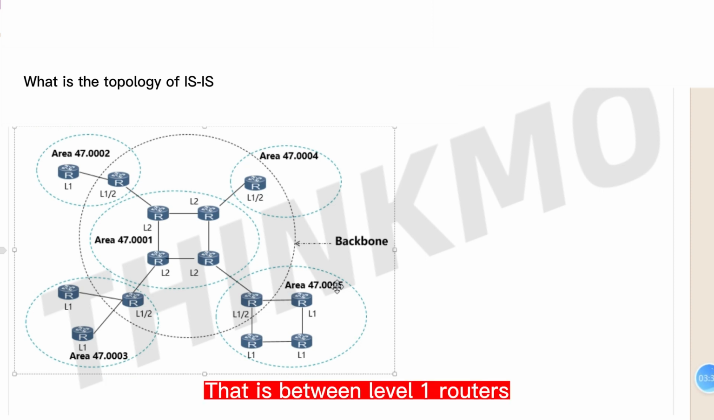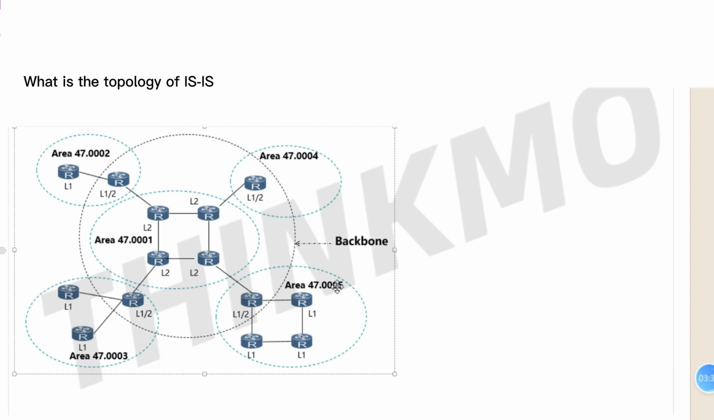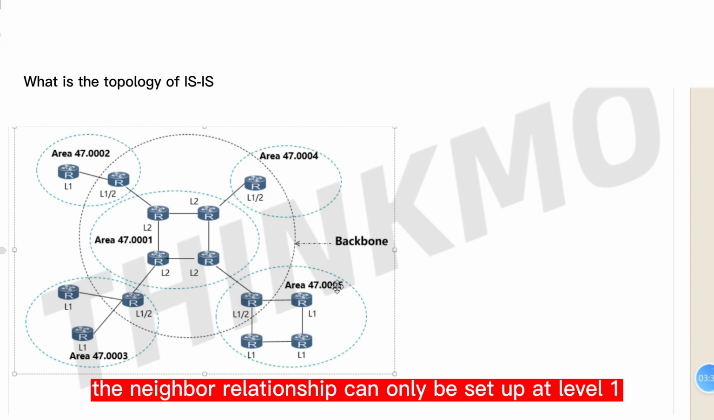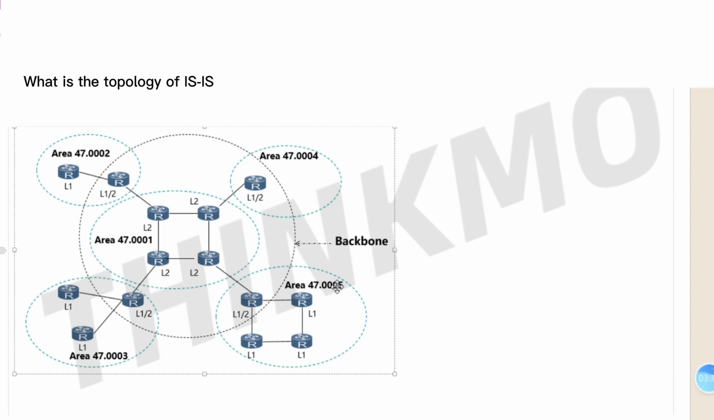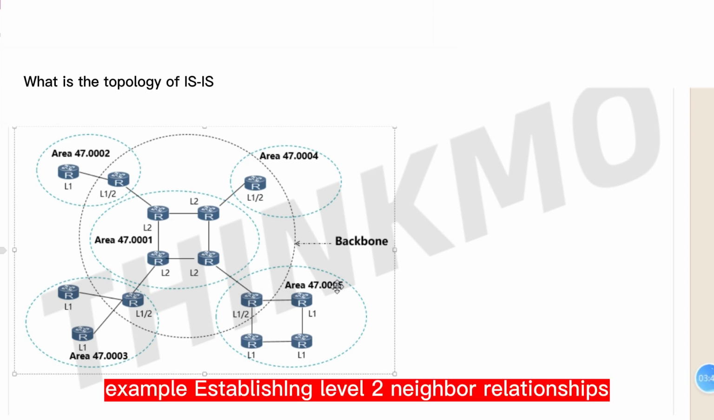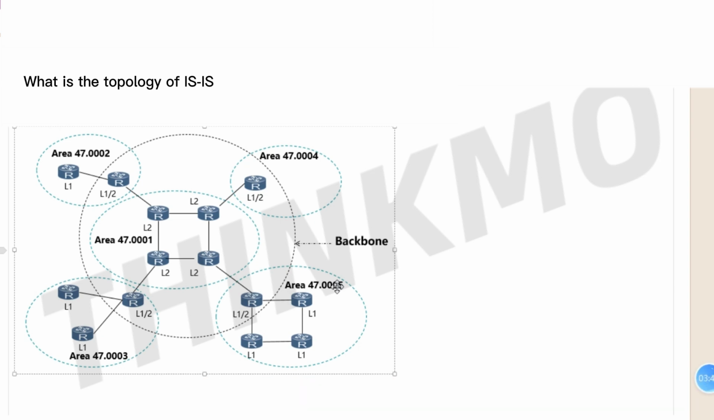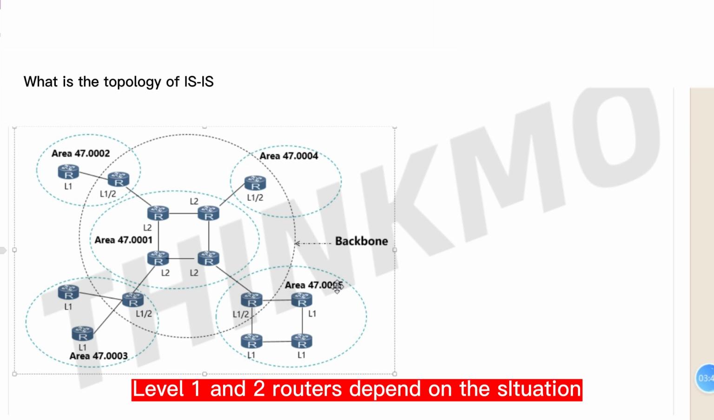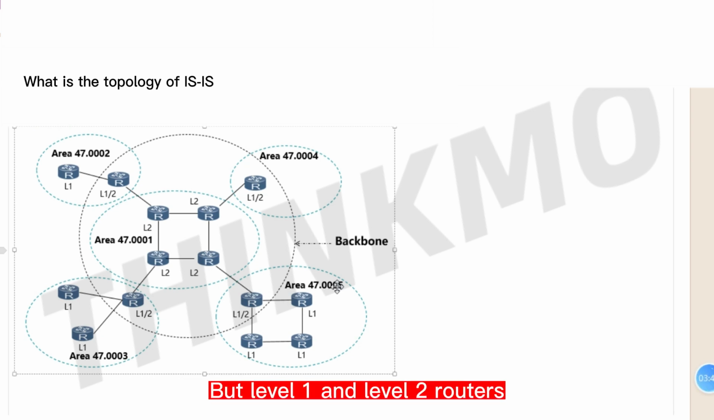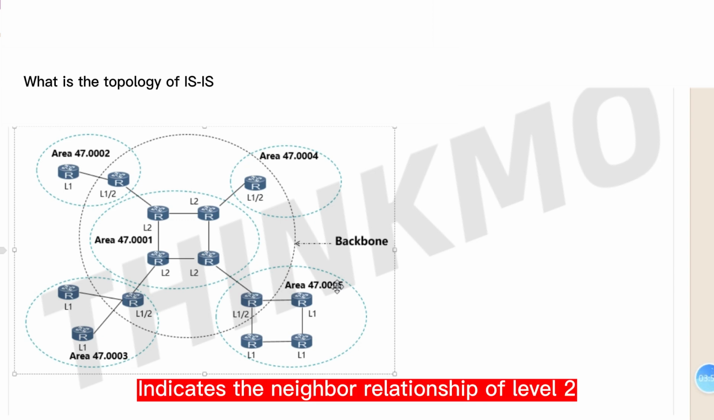That is, between level 1 routers, the neighbor relationship can only be set up at level 1. Level 2 routers can only establish level 2 neighbor relationships. Level 1-2 routers depend on the situation. But between level 1-2 routers, by default a level 2 neighbor relationship is definitely built.